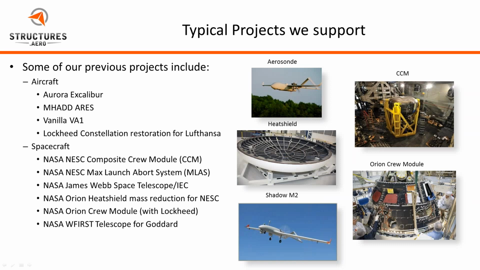These are just a quick example of some of the projects that we support. We've done Aurora's Excalibur, the VA-1 for Vanilla, the Lockheed Constellation restoration for Lufthansa. We work with the NASA Orion Crew Module. We've worked on the heat shield for the Orion Crew Module. We're working on the first space telescope with Goddard, and a variety of other things, as you can see here.